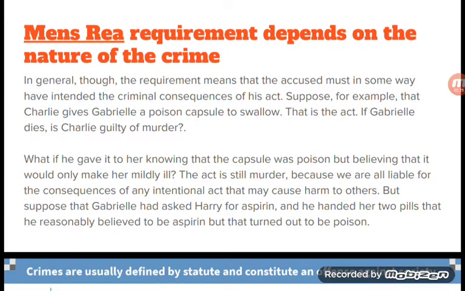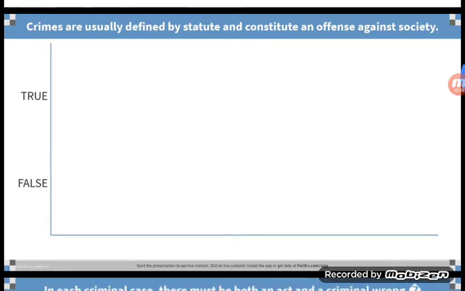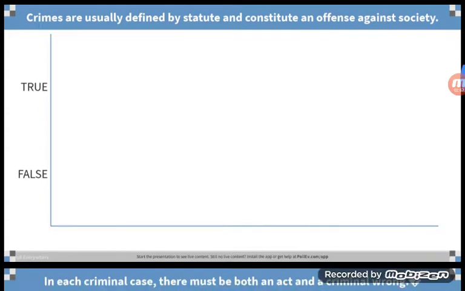To commit a crime requires actus reus. It always requires an action in order for a crime to occur. The mens rea requirement depends on the nature of the crime. Crimes are usually defined by statute and constitute an offense against society. True?